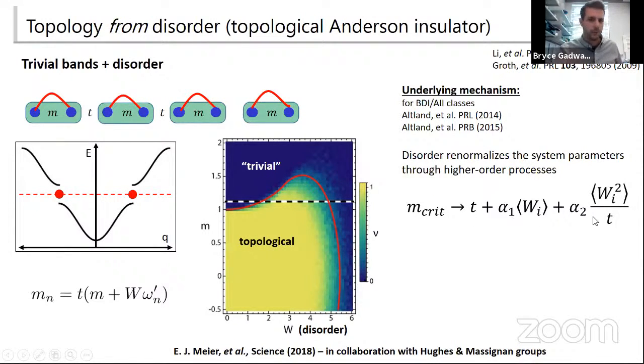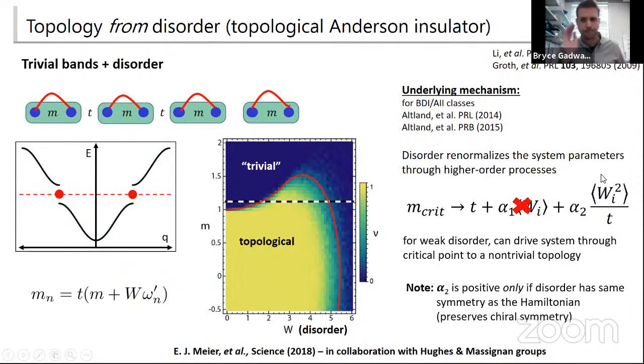And I'm going to have different contributions that I might get through perturbation theory. I have a first order contribution, which is going to vanish if my disorder is sort of white noise. And then I'm going to get a second order contribution, which will always be positive. And so I'll get a positive shift up. And so for weak disorder, this can push you through to a topological phase.